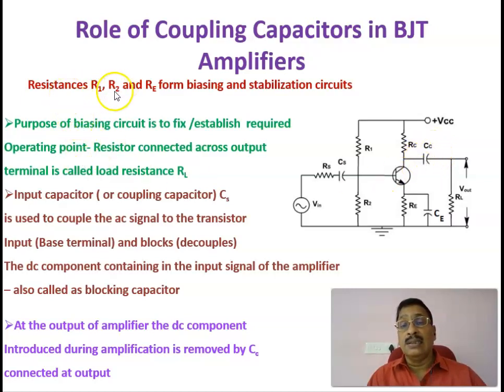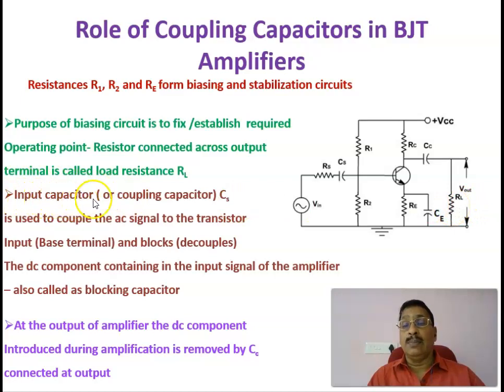Now the resistances R1, R2 and RE form the biasing and stabilization circuit. R1 and R2 are for biasing, and for stabilizing that operating point we are using an emitter resistance RE. The purpose of a biasing circuit is to establish the required operating point, and the resistor connected across the output terminal is called the load resistance.